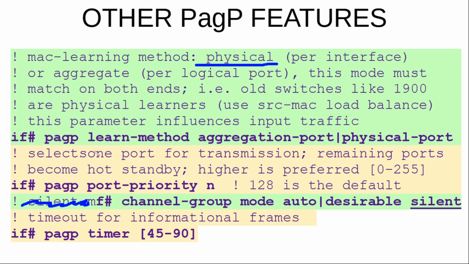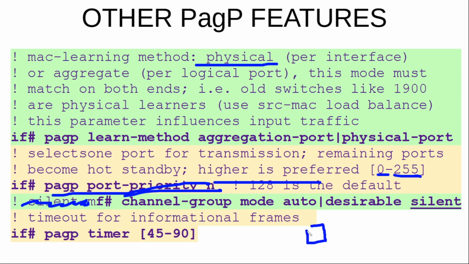In order to change your method, use pagp learn-method aggregation-port or physical-port. Now you can select one particular port in your EtherChannel for transmission. In order to do so, you can change the port priority with this command. By default, port priority for PAgP is 128. It can go from 0 to 255. Higher is preferred.